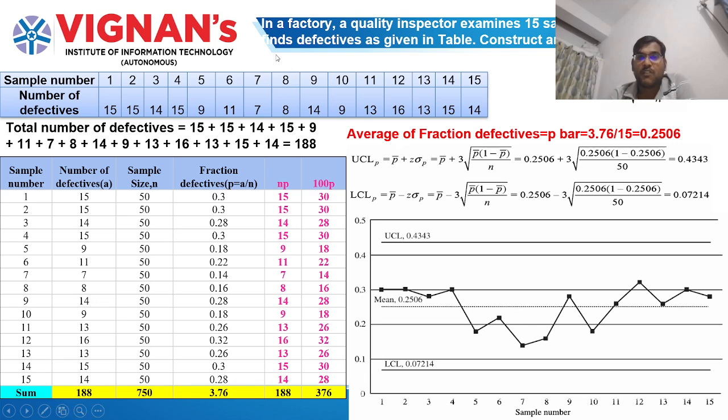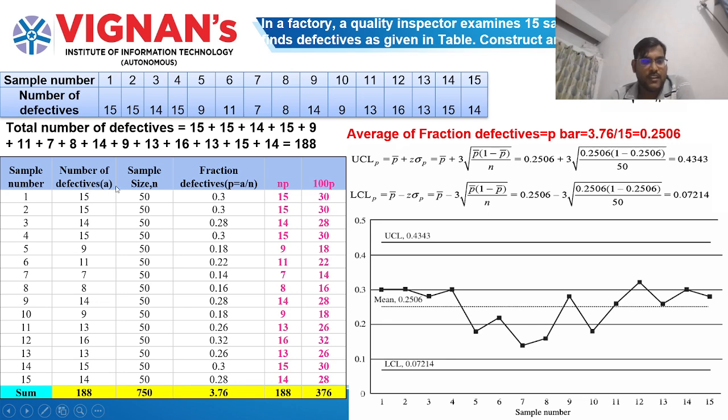So here is the number of defectives. Based on this, they have given only this blue color table, and this is the number of defectives. So here the suitable chart is the P chart. First we have to take the values in this table: sample number, and number of defectives.